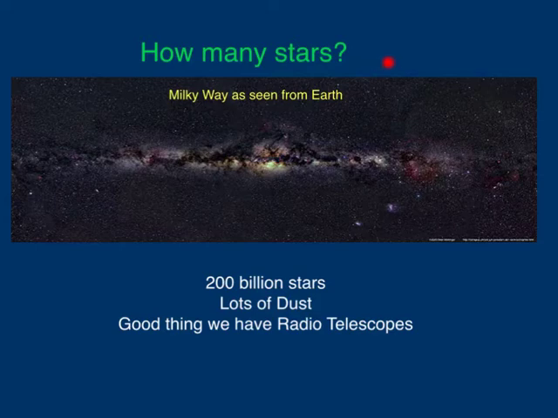When we look at the Milky Way galaxy from Earth, it looks like this. It's made up of 200 billion stars, but those stars are actually very far away in this very, very large galaxy. And in between the stars, there's lots and lots of dust. So if we were trying to find the stars with light telescopes, that would be very difficult. But it's a good thing that we have radio telescopes, because radio telescopes can collect information from these stars, and they're able to see through all of this dust inside of the Milky Way.